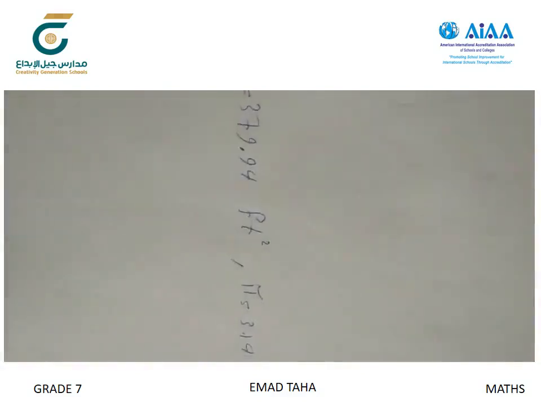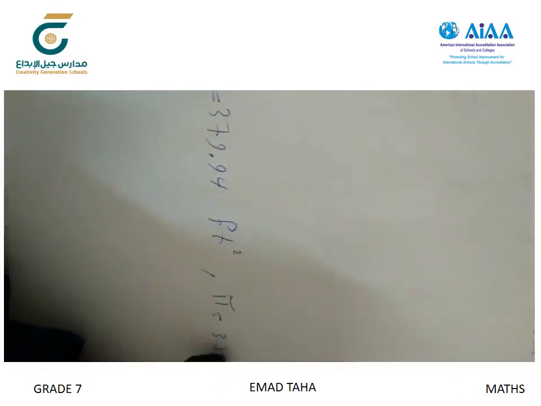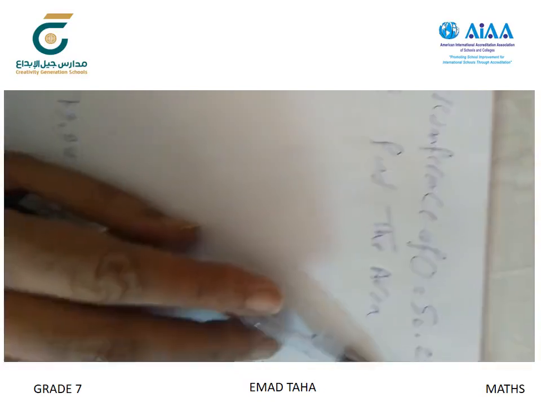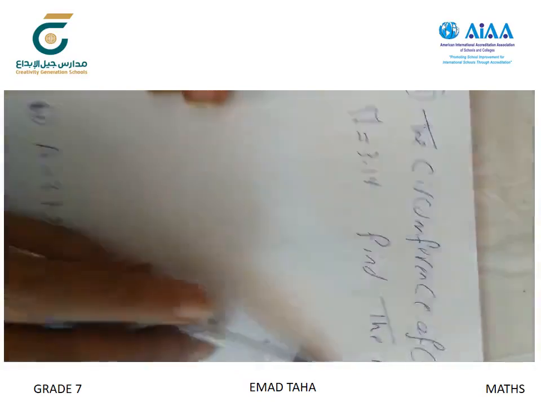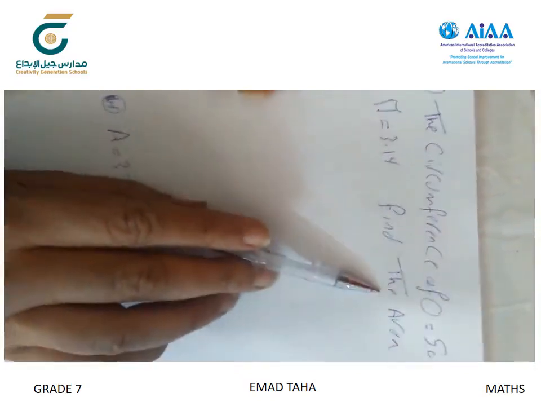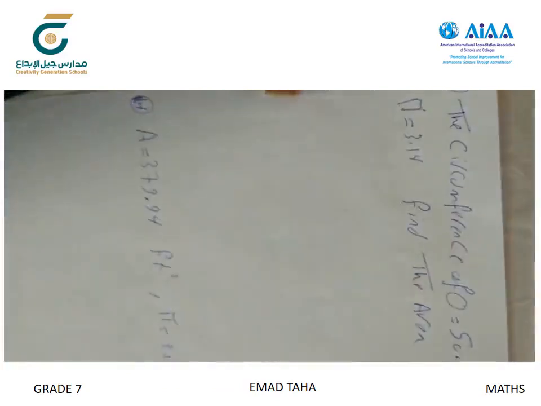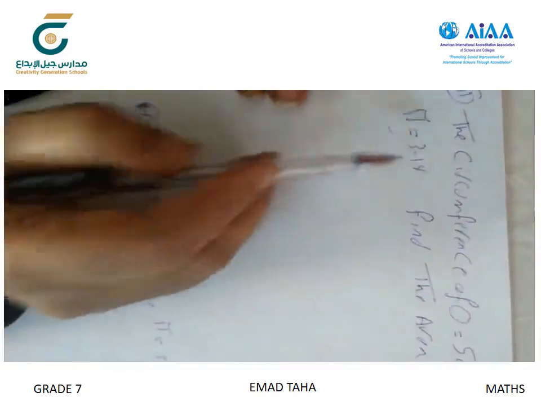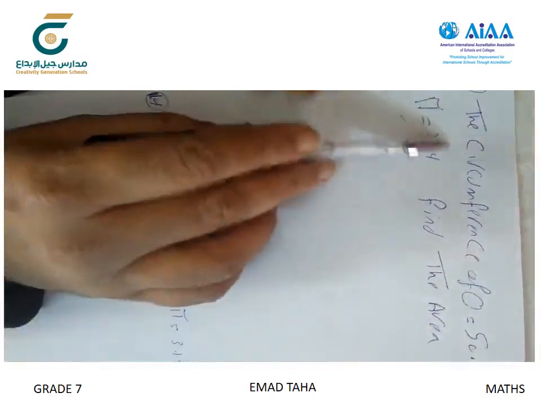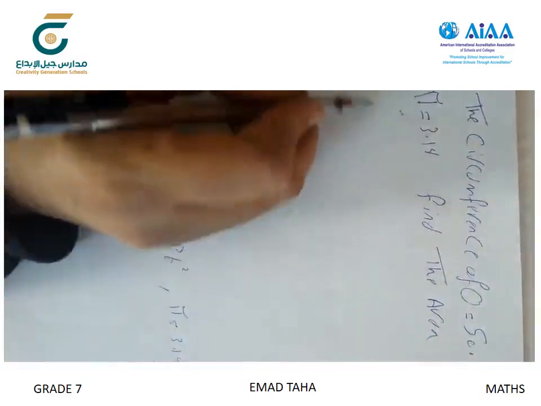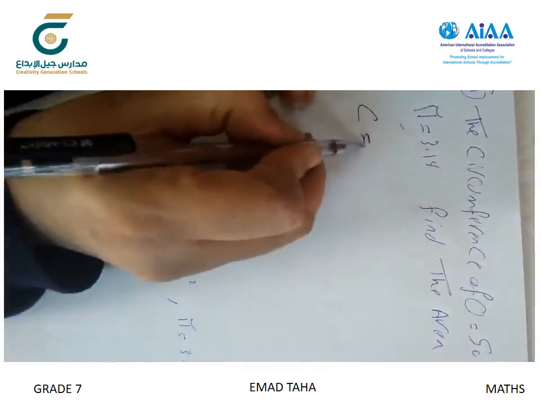Okay, question number 11. The circumference of a circle equals 50.24 meter and pi equals 3.14. Find the area. To find the area of a circle, we must know the radius and pi. Now we have pi, but we haven't the radius. So we can find the radius from the circumference. You know circumference equals 2 pi r.